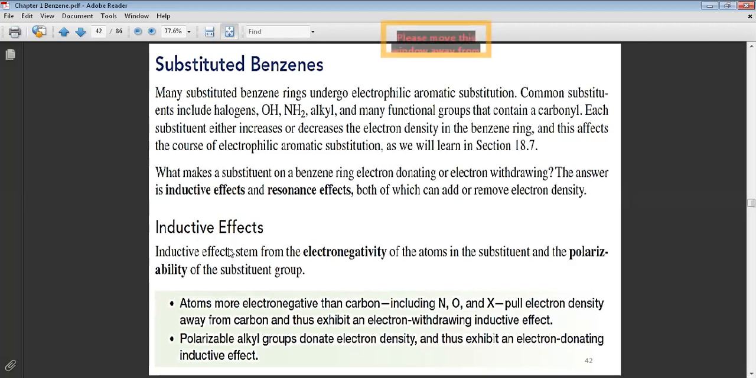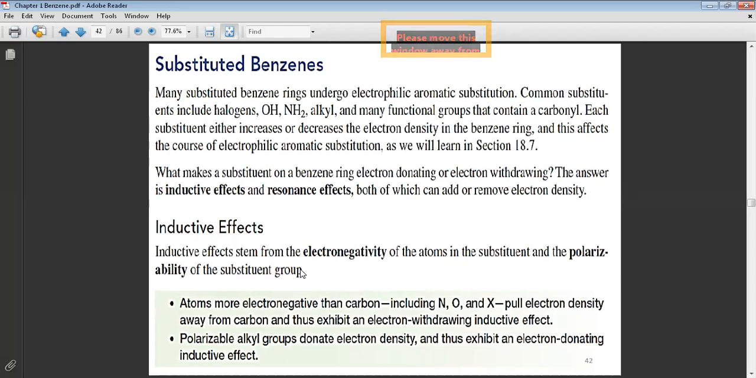Now, inductive effect. The inductive effect stems from the electronegativity of the atoms in the substituent and the polarizability of the substituent group. Now, what does polarizable mean?